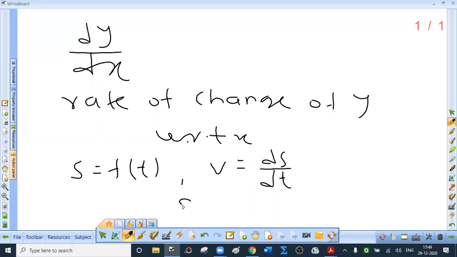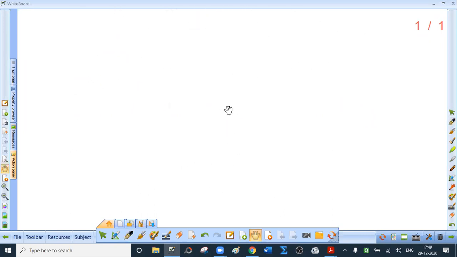And what is the rate of change of velocity with respect to time? Rate of change means derivative. So dv/dt gives the rate of change of velocity with respect to time. So it is nothing but acceleration. Okay. Now, this method is not used. Which method? Geometrical interpretation of derivative. But we can use this method to get the equation of tangent to the circle.